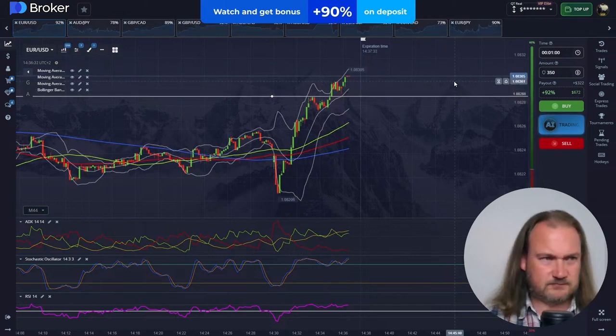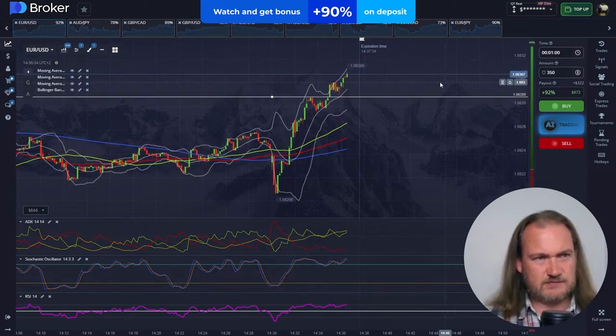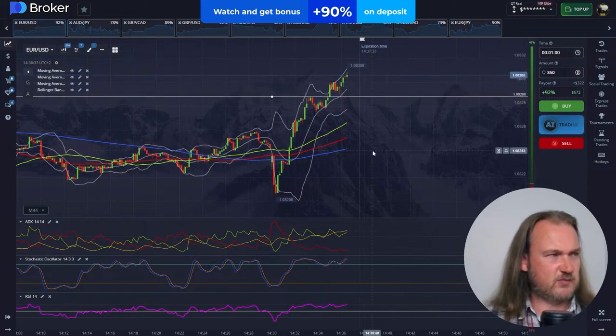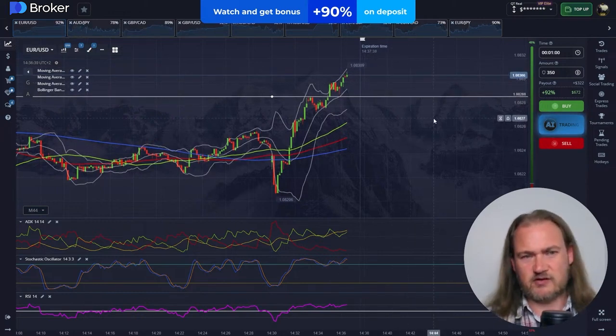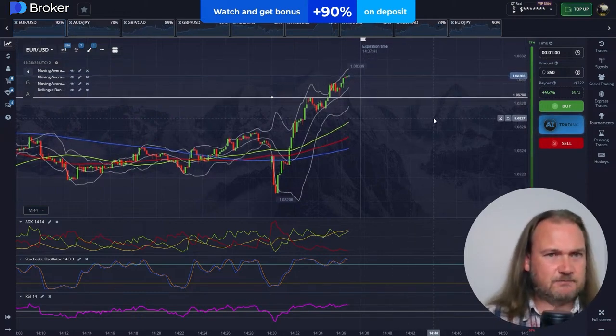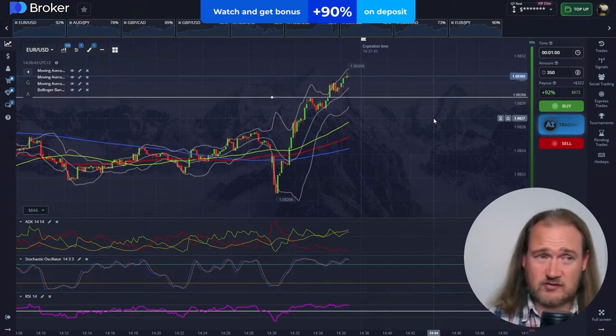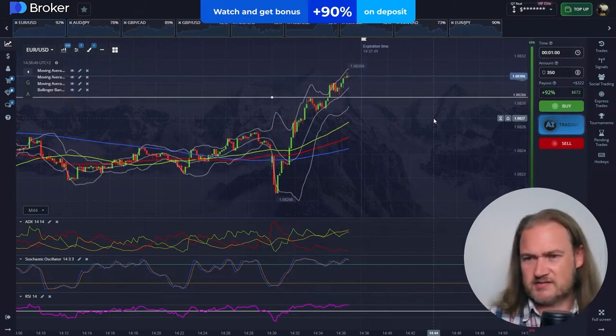So, let's see what happens. It looks like the bulls are here for a bit, come to party on the Friday afternoon. Friday afternoon, Friday evening, or morning, depending on where you are, I suppose.